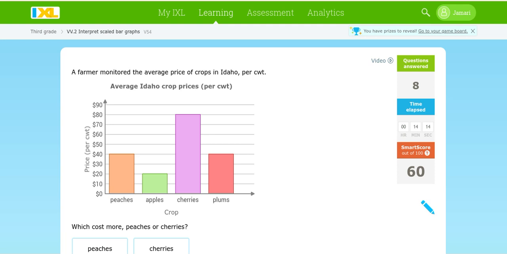It says a farmer monitored the average price of crops in Idaho. It says the average Idaho crop prices is the title of the scale bar graph.